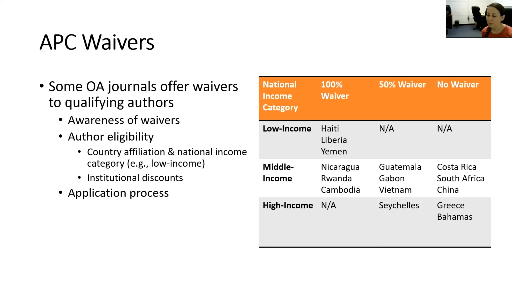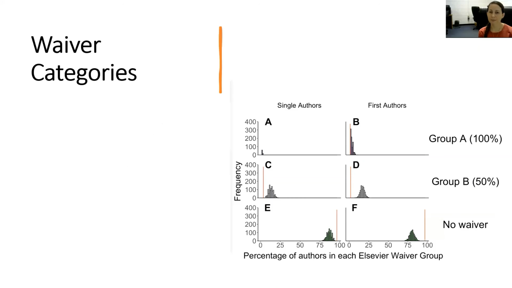So we have countries in the same region that are considered middle income countries that get very different waiver statuses. For example, Nicaragua gets 100% waiver, Guatemala gets 50% waiver, and Costa Rica gets no waiver. Similarly, if you look at Rwanda, Gabon, and South Africa, in Africa and in Asia, Cambodia, Vietnam, and China, you see, even though they're all technically middle income countries, Elsevier treats their waiver eligibility very differently. And even for some high income countries, they might receive a 50% waiver depending on the country. So this brings up another level of complexity.